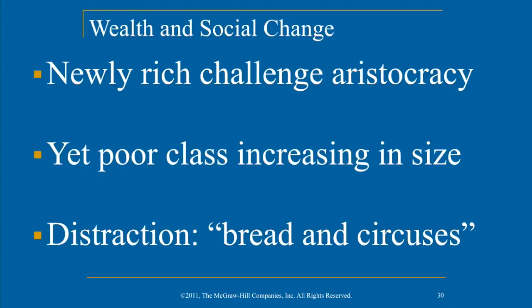There's wealth and social change. There's a newly rich that challenged the aristocracy. Originally, it was just the aristocracy and the plebeians, so the patricians and the plebeians. But then we move to these merchant classes. As the empire expands and as it grows and as trade happens, there's a new rich group of people that are saying, hey, why don't we get the same privileges you guys do? Why don't we get citizenship? We have enough money as you.